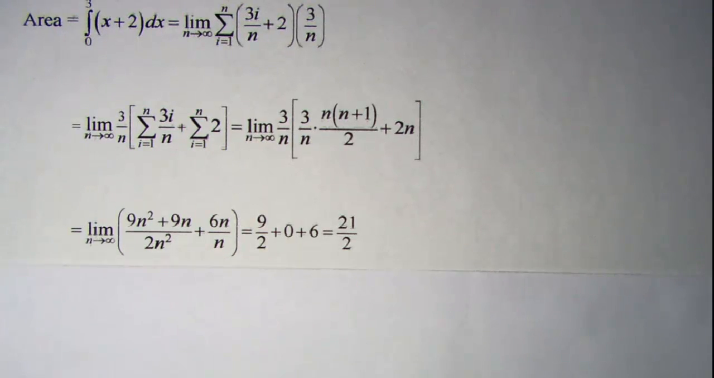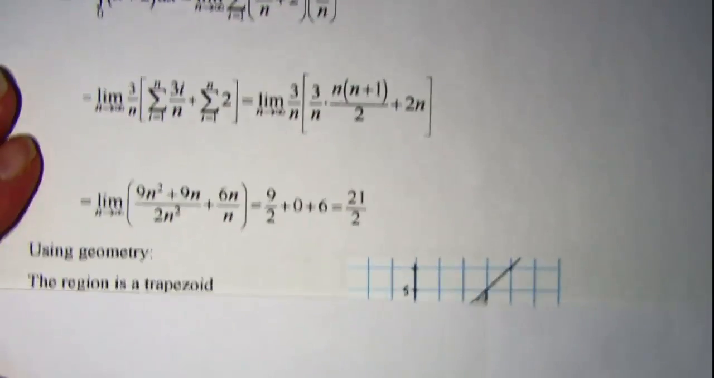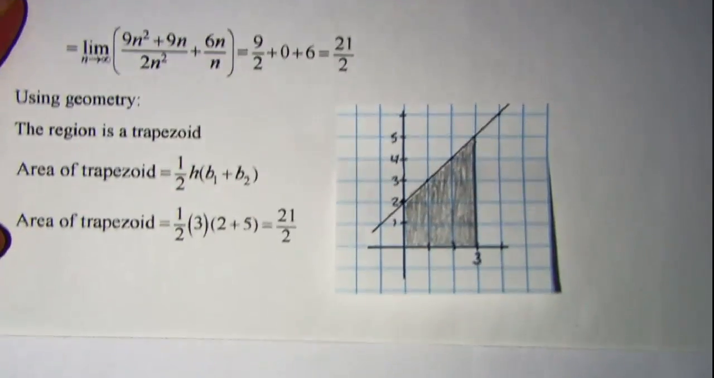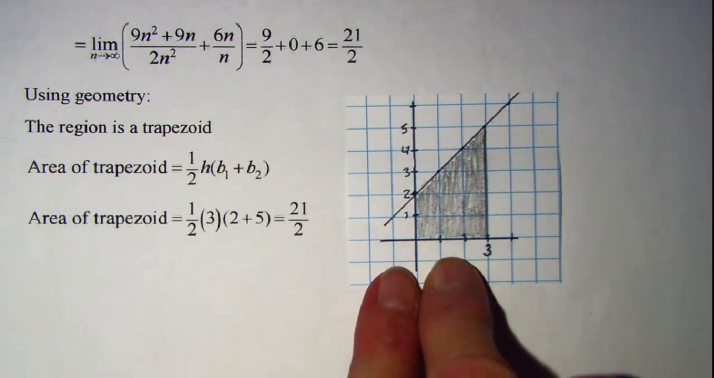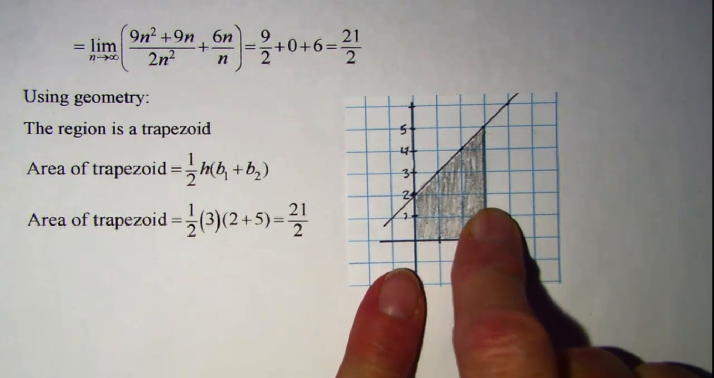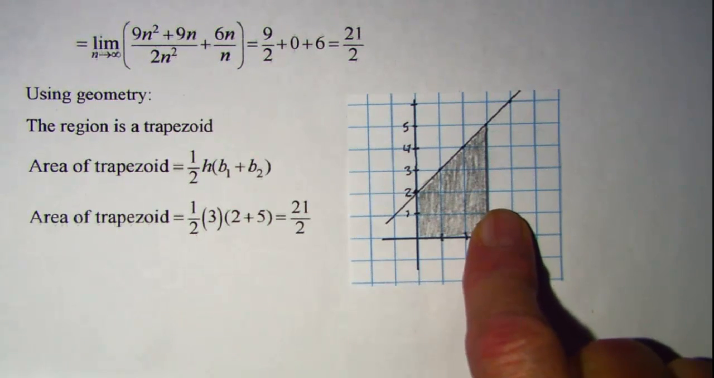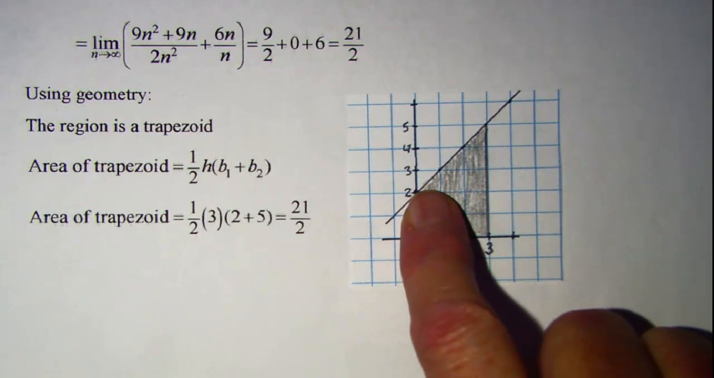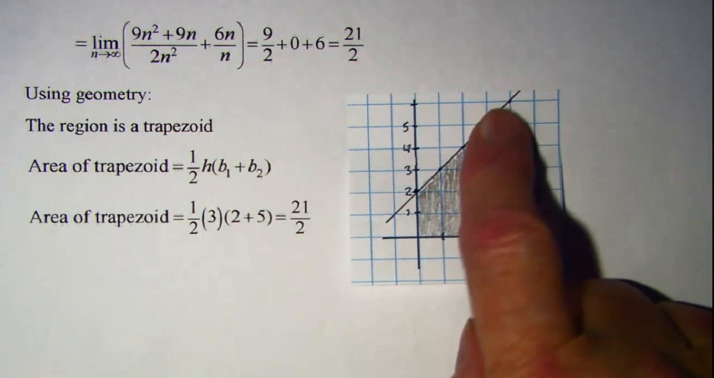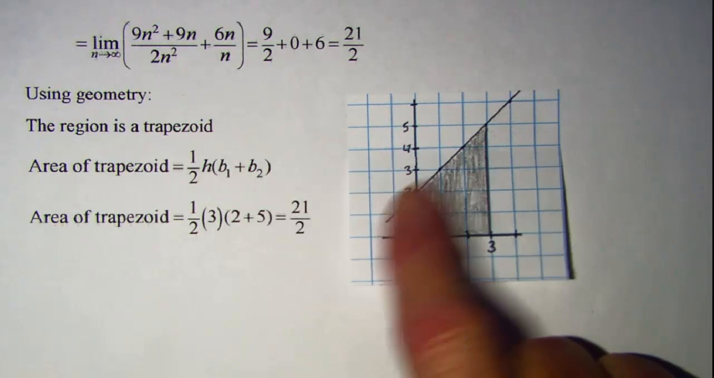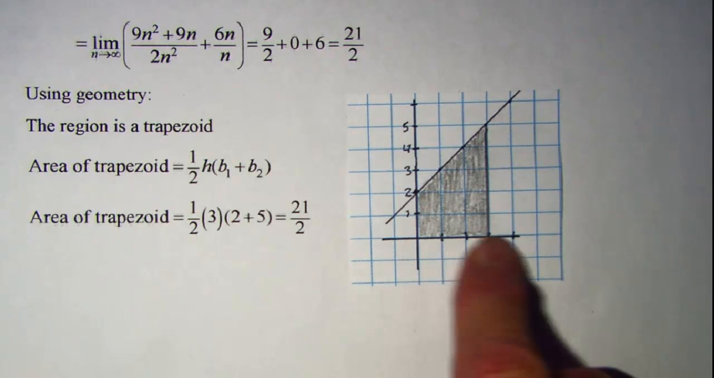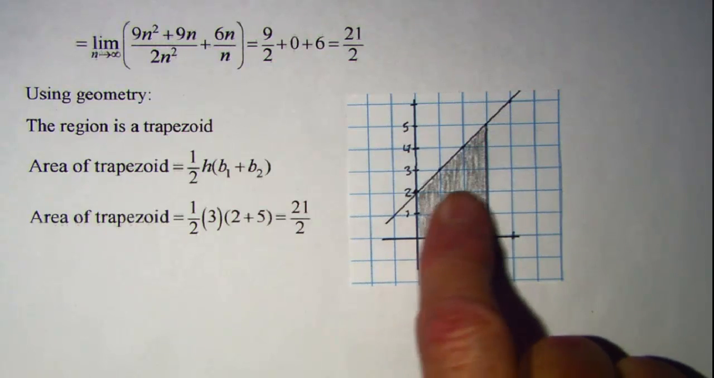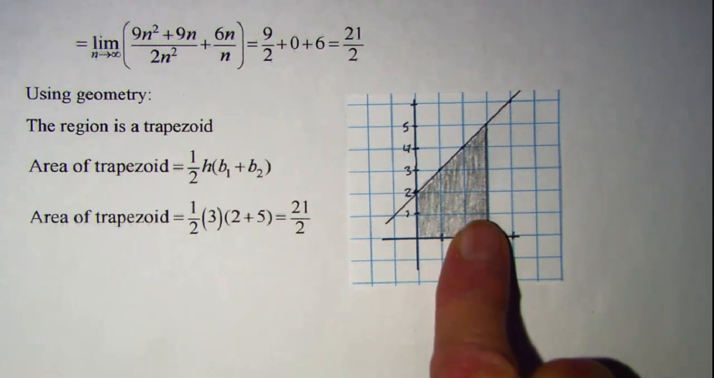Now if we look at that in geometry, we can see that the function x plus 2 is just a line with y-intercept of 2 and a slope of 1. So this is my function. My boundaries are going from 0 to 3. So my region that I want to find the area of is just this trapezoid.